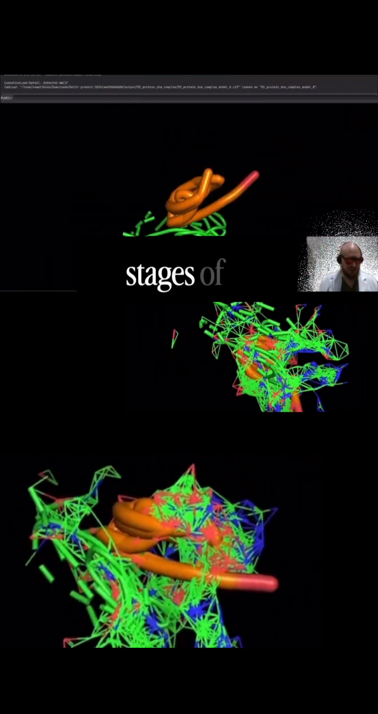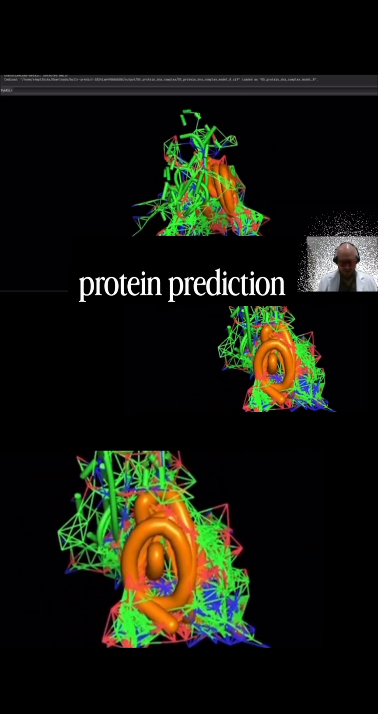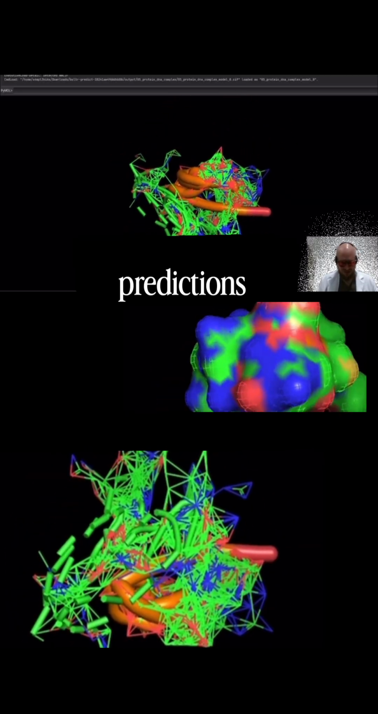Welcome to the early stages of BOLTR. That's BOLTR, a Rust implementation of Bolts for protein prediction. These are the early predictions.